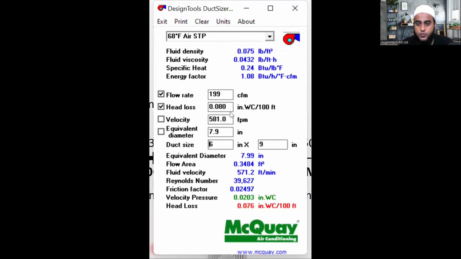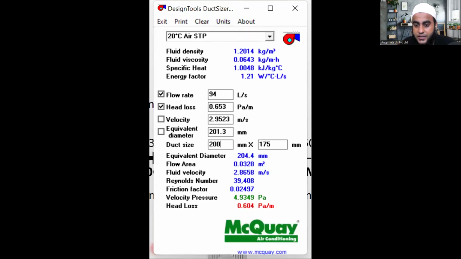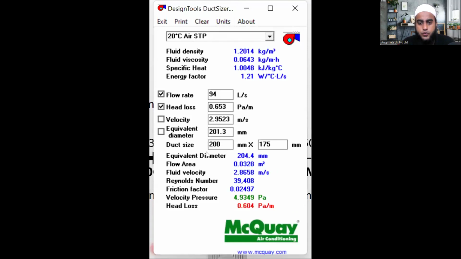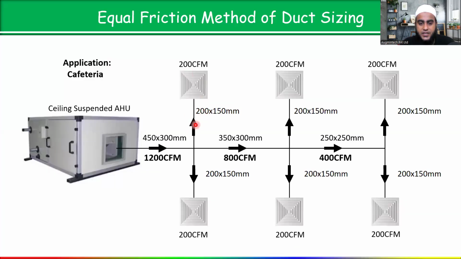Now I want to show you, suppose here the velocity is showing 581 FPM. See the velocity, 581 for this size. Now when I'm changing to 200 height, see the velocity, 581 only. So you can select any of these sizes, no problem. You can go for 200 by 200, or if you are interested, 150 by 200. Both are applicable here. So in this PPT, the size we have taken for this 200 CFM branch is width 200, height 150 mm.